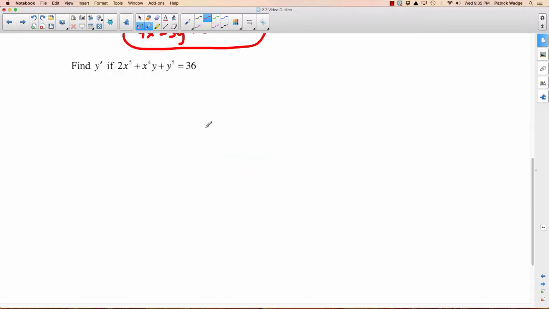Okay, so here's one more. We're just going to find the derivative this time. We don't have to worry about tangent lines and equations and stuff. And so again, one way you could think of doing this at first is if I want to get the derivative of y, I should isolate y.